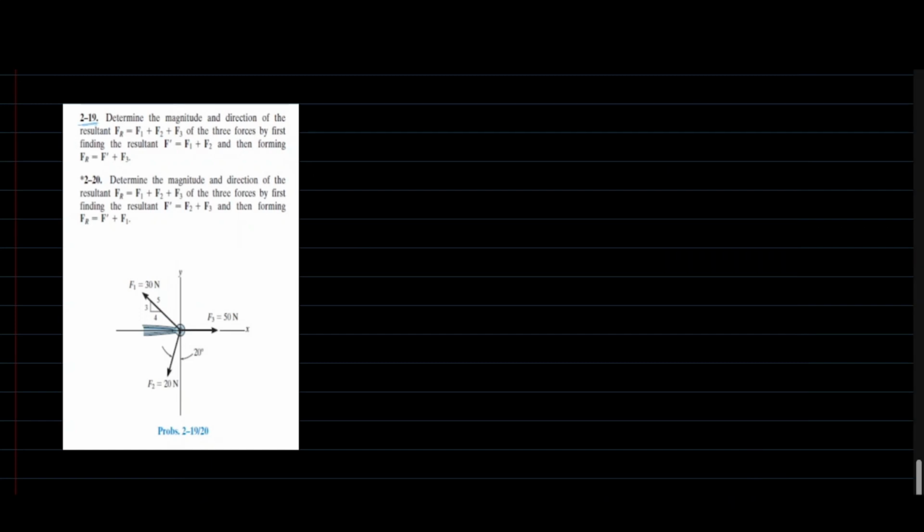So it says to determine the magnitude and direction of the resultant force F bar by adding F1, F2, and F3 of the three forces. They want us to do it in a specific order. First, we resolve F1 and F2, which equals F bar. Then we add F bar to F3 to get the final resultant force.